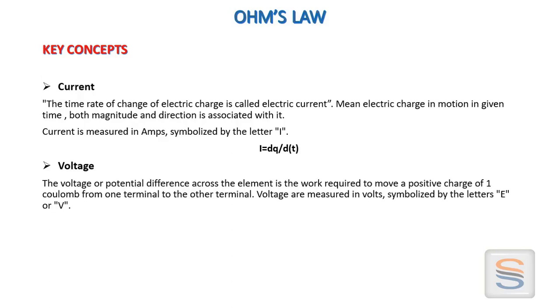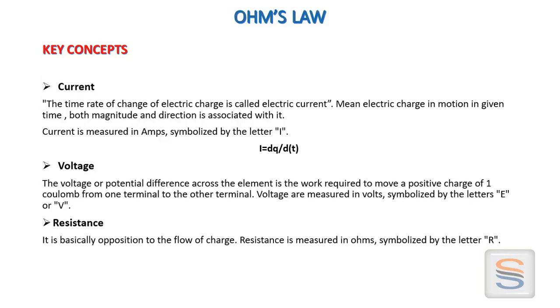Now voltage. The voltage or potential difference across an element is the work required to move a positive charge of 1 coulomb from one terminal to the other terminal. Voltage is measured in volts and symbolized by the letter E or V. Next, resistance. It is basically opposition to the flow of charge. Resistance is measured in ohms, symbolized by the letter R. It is some kind of hindrance which tends to stop the flow of charge.